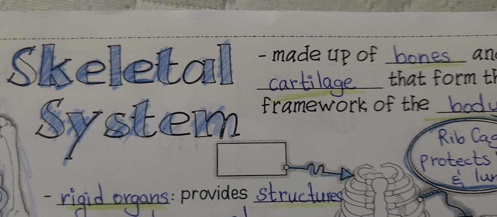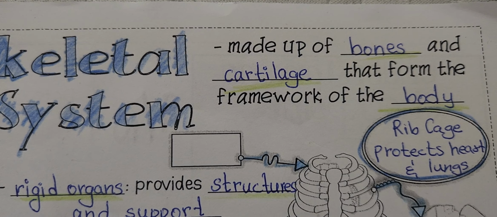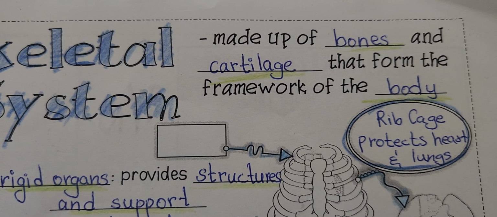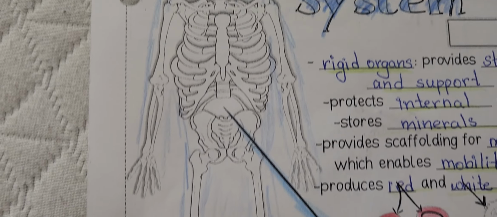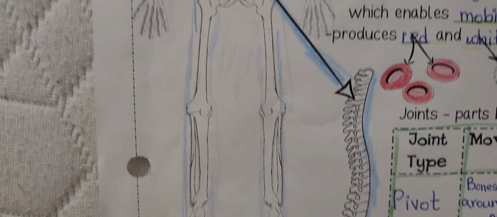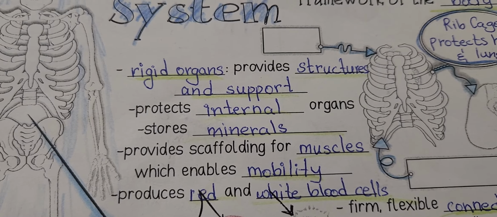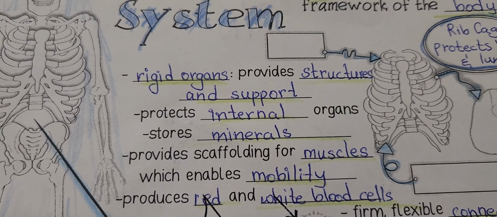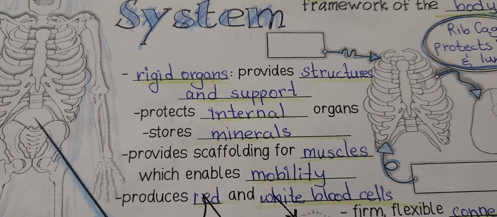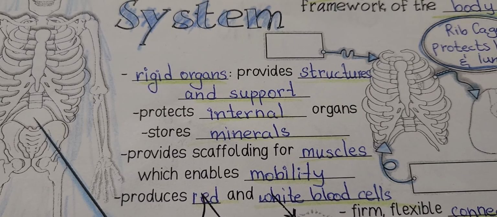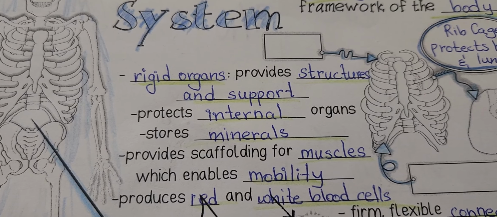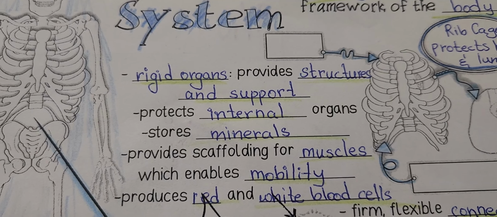A short definition of the skeletal system is that it is made up of bones and cartilage that form the framework of the body. This is the skeletal system. A little about the skeletal system and what it does is in the following points. The first one, rigid organs. So basically, the skeletal system provides structure and support to organs and also to our body.